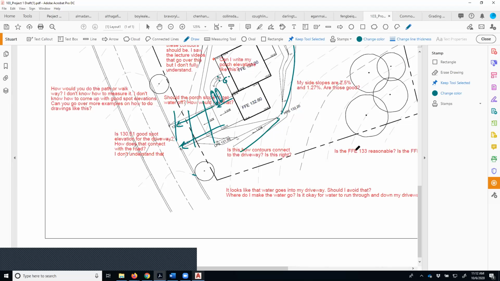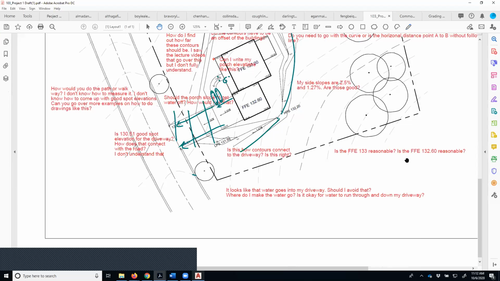Is the 133 FFE reasonable? Sure. 132 would also be reasonable. 134 would also be reasonable. There are joys and sorrows for all of those. Is the FF 132.6, I assume that's for the garage, reasonable? I might make that a 0.5 instead of a 0.6, so it's just an even 6-inch drop. Because obviously 0.5 is equal to 6 inches.